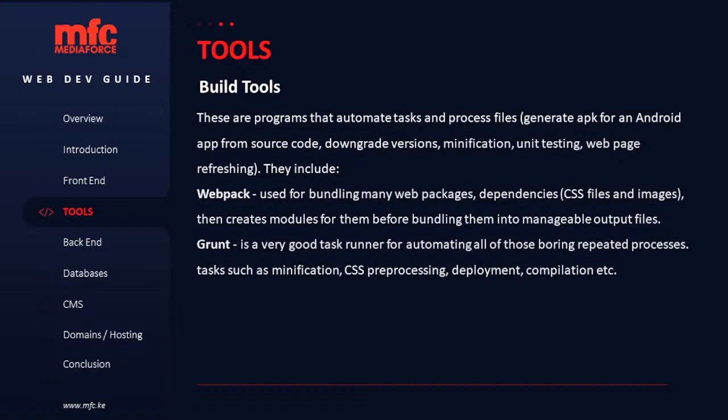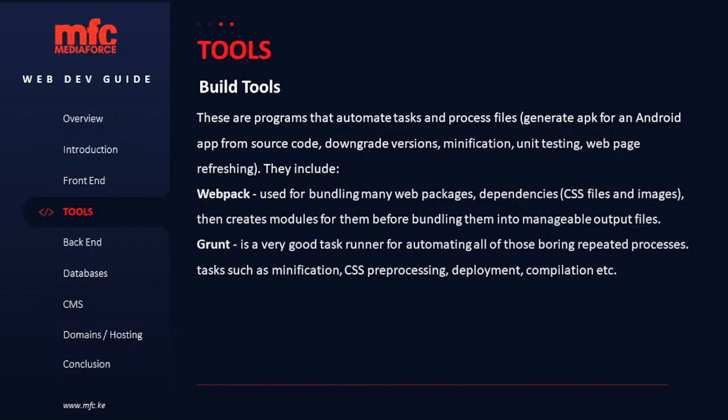It helps you process these files from the source code, from the code that you've written, so you're able to downgrade or test the pages with much ease. The most common build tool used is webpack. It's used for bundling many web dependencies, either images or CSS files, and then it's able to create a module out of them before bundling them into manageable output files. So that's how you use the build tools.